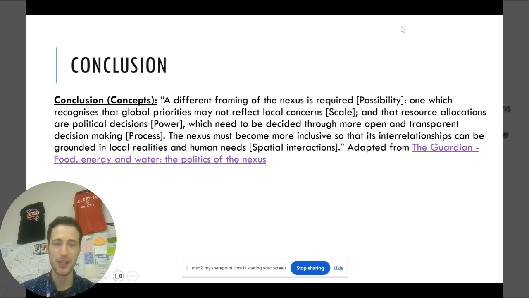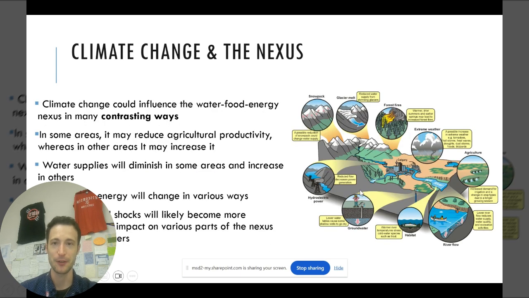Here's a good conclusion. You can pause this and read it. I'm not going to read it to you for the sake of time, but I tried to put in every P and scale and spatial interactions so you can see how they fit together.